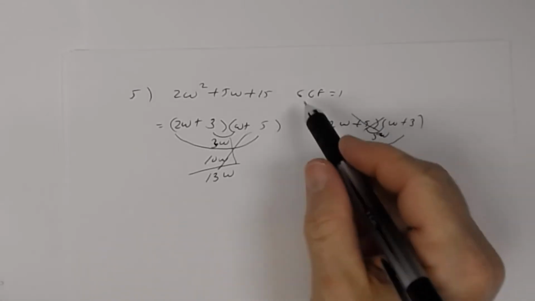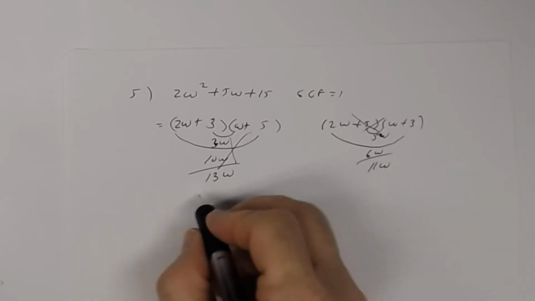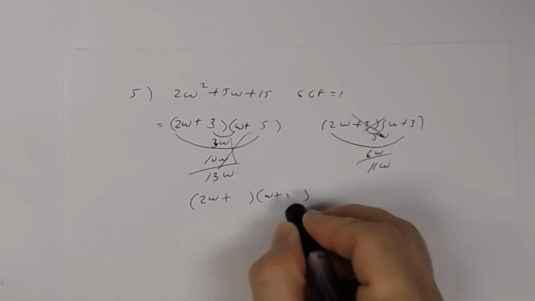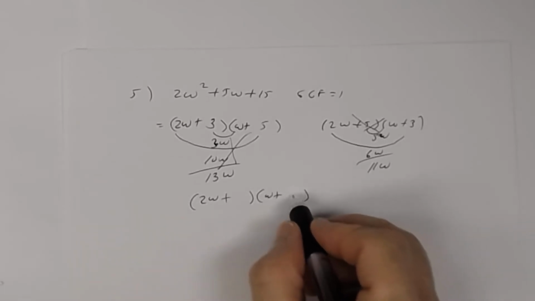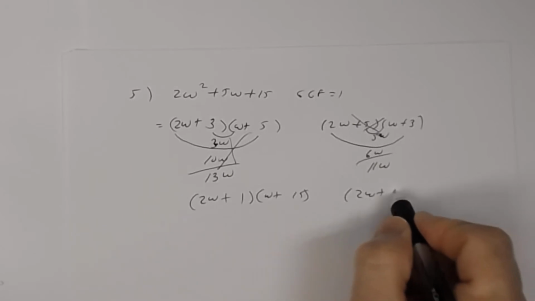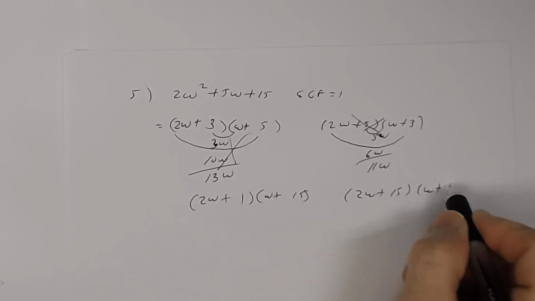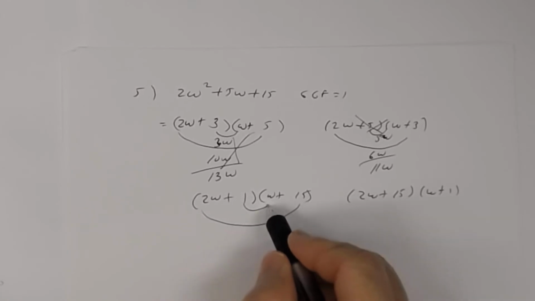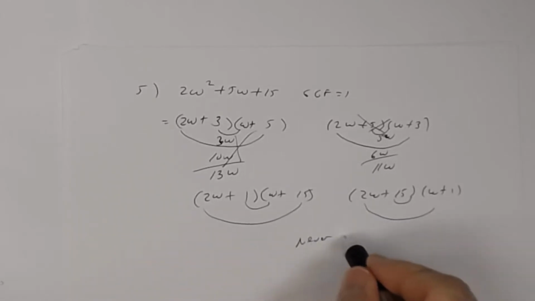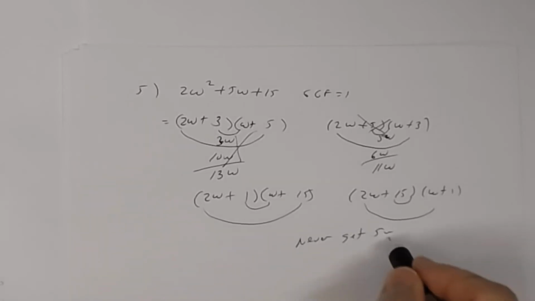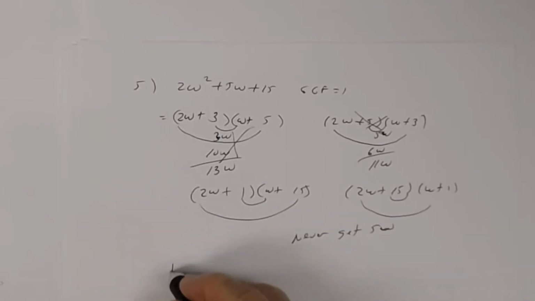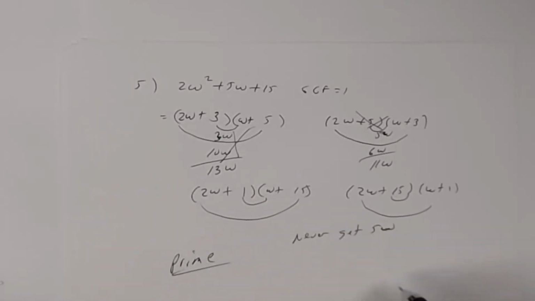And you may say, all right, well, let's try 15 and 1. Yeah, but think about it. If this is 2w and this is w, no matter where you put the 15, that's not going to work, right? If you put the 15 here, the 1 there, or if you put the 15 here, the 1 there, you're never going to get, for the outer and the inner, you will never get 5w. All right, so you never get 5w. So what that means is that this right here is prime. So that's prime.